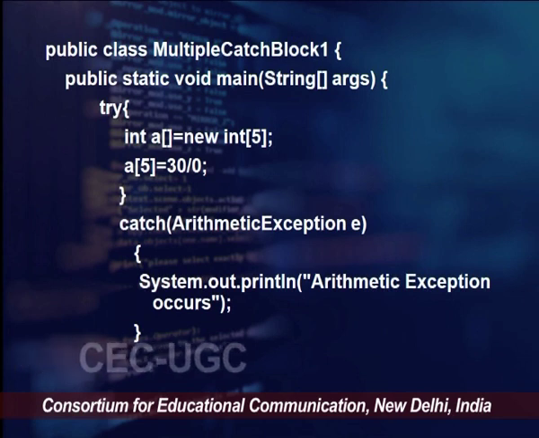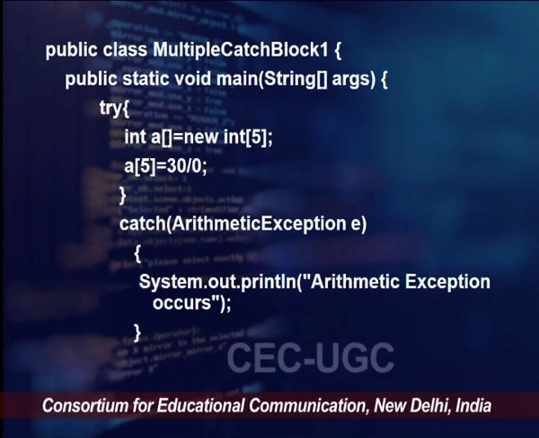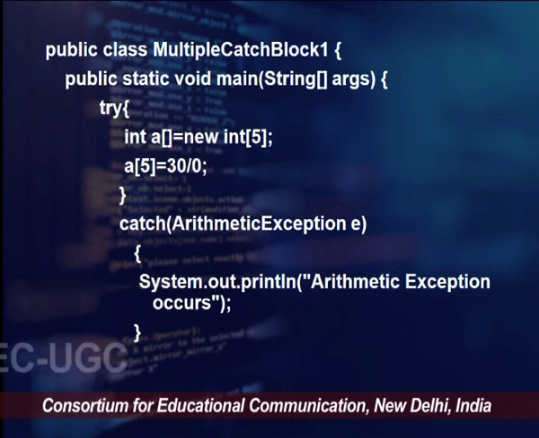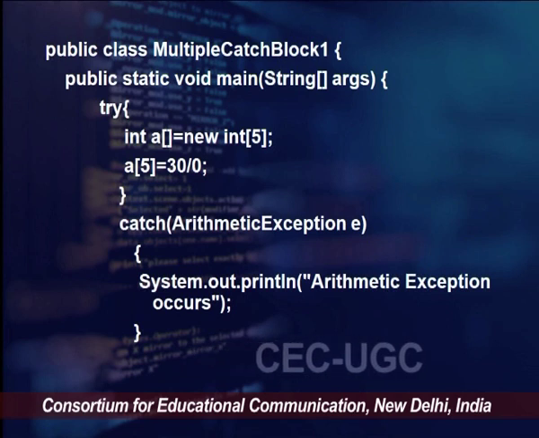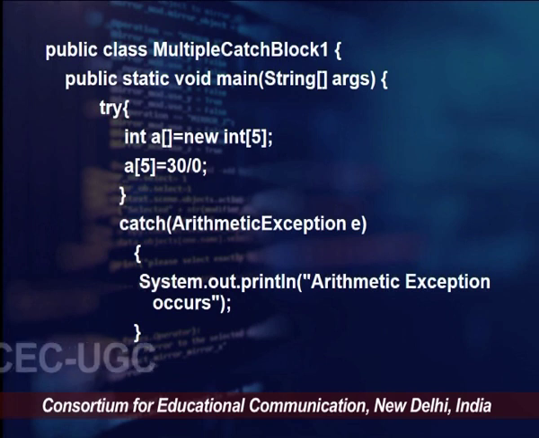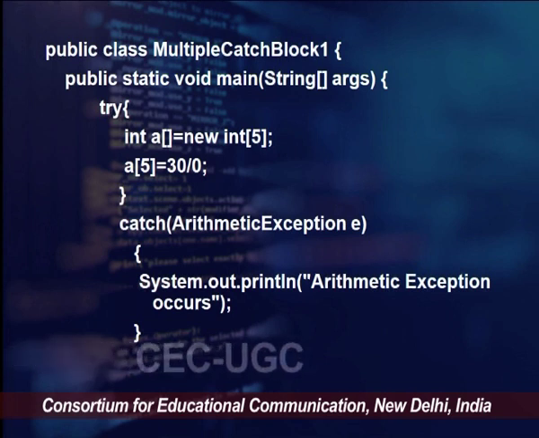So, in order to evaluate the right hand side of the equals operator, the system is going to encounter 30 by 0, and immediately it is going to throw an exception, which is the arithmetic exception. It is not going to get a chance of getting into A of 5 and looking into whether the index is out of bounds or not.